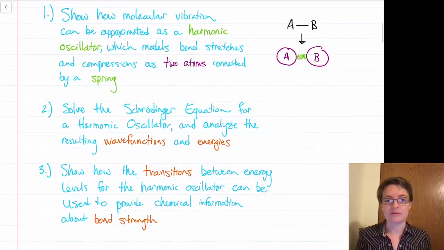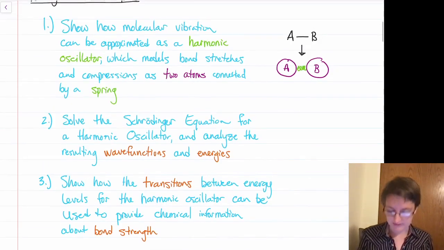Once we have our model in place, we're going to solve Schrodinger's equation for the harmonic oscillator and then analyze the resulting wave functions and energies. So this process is going to be pretty similar to how we tackled something like the particle in a box. The math is just going to be a little bit different. The resulting wave functions and energies will also be different.